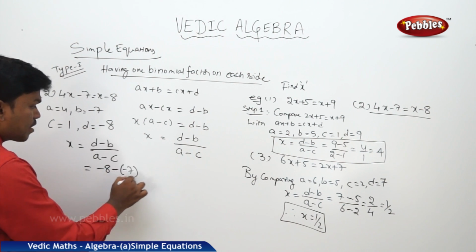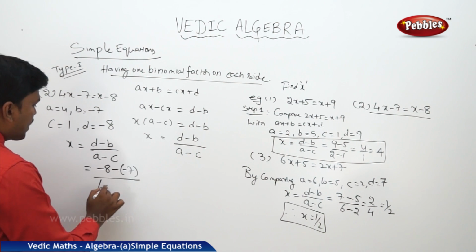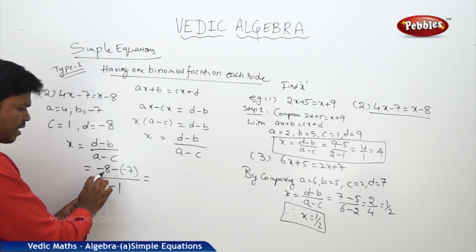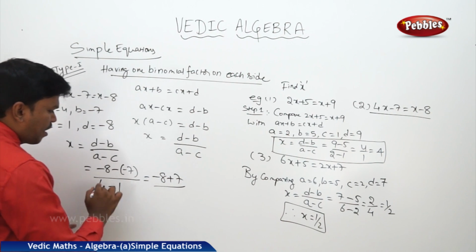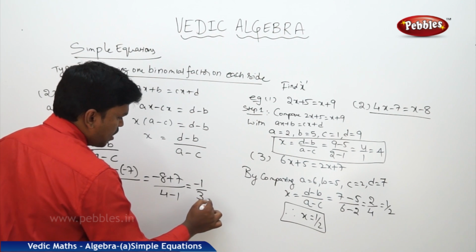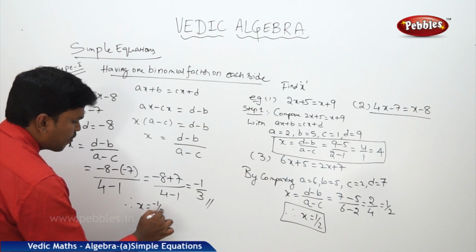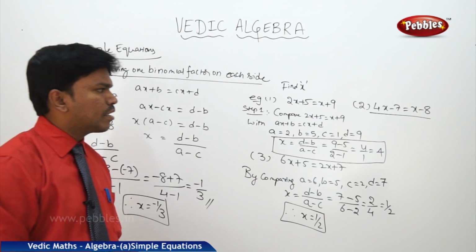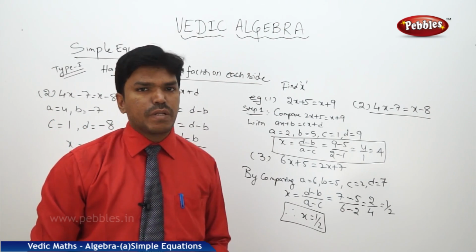Minus of minus 7, divided by the a value 4 minus the c value 1. Just find out the values. Minus 8 minus of minus 7 becomes plus, by 4 minus 1. So what is the answer? Minus 1 by 3. Therefore the x value equals minus 1 by 3. This is your answer. Understand? Like this we can solve the equations of the type ax plus b equal to cx plus d.